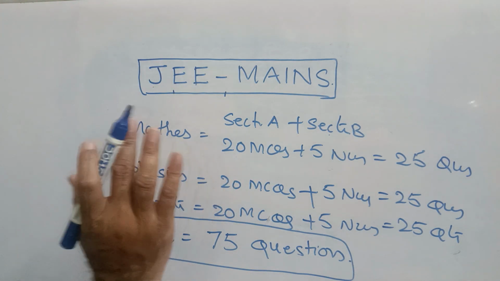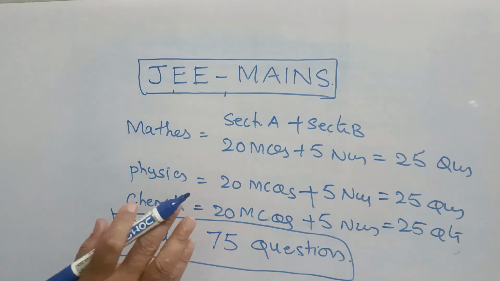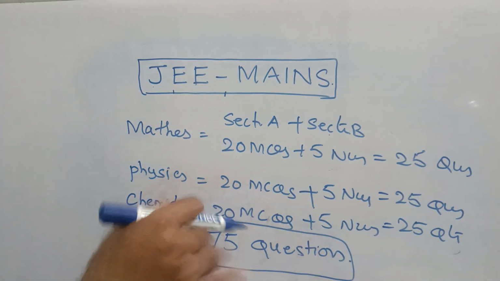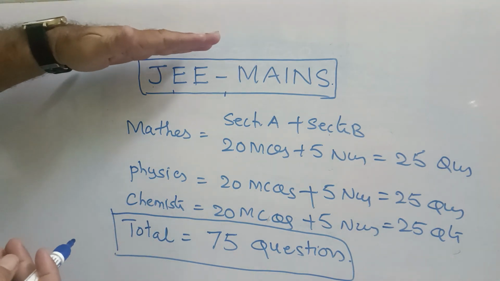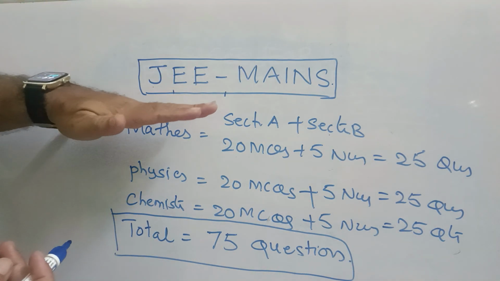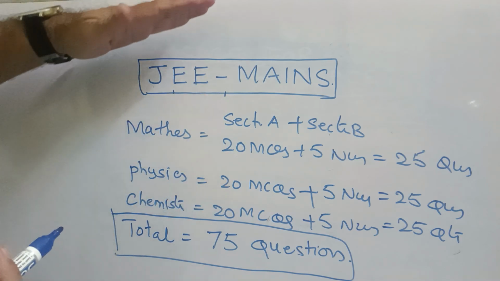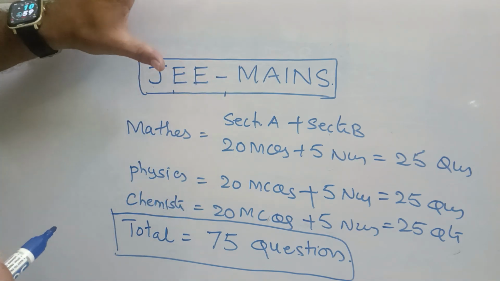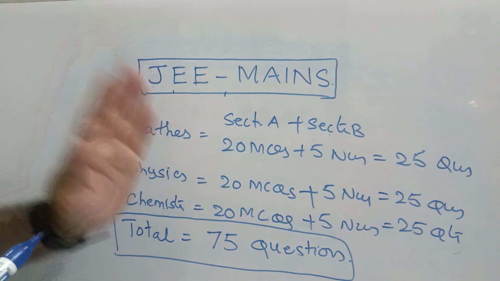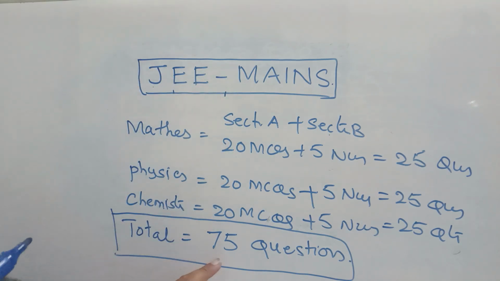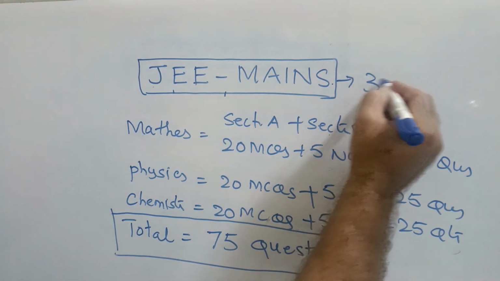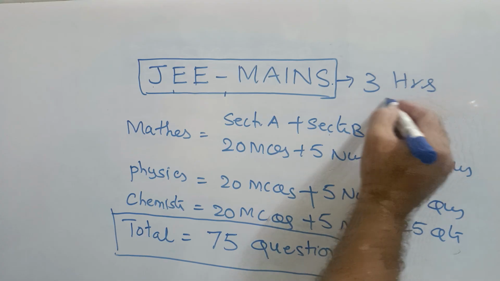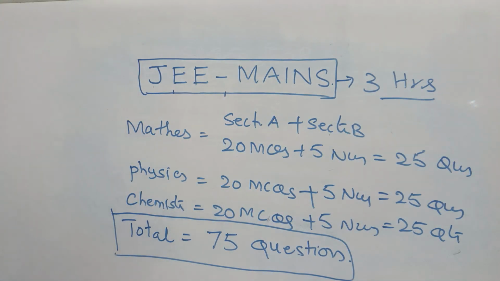In MSET, the pattern is a little bit different. Subjects are the same, but the questions are more. There are 80 mathematics questions, 40 from physics, and 40 from chemistry. Therefore, 80 plus 40 plus 40, 160 in MSET. Here in JEE Mains, it is 25 questions from each subject and a total of 75 questions. It is also of 3 hours duration. Remember that the duration is 3 hours.